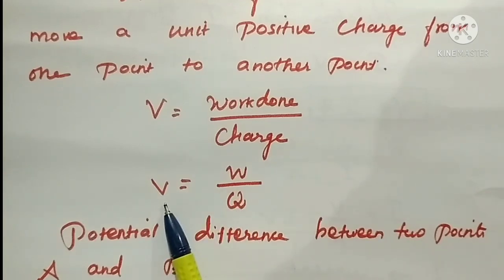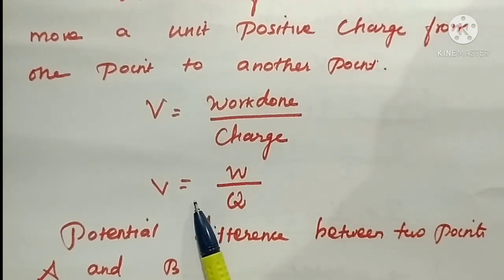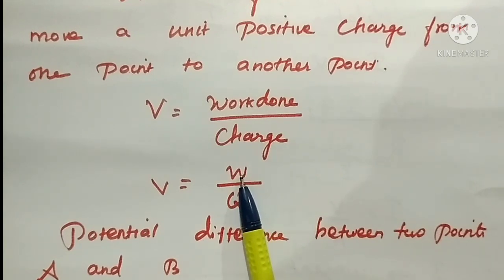So what's the formula for electric potential or potential difference? V is equal to W by Q. Here, what is W? Work done. Q is equal to charge.